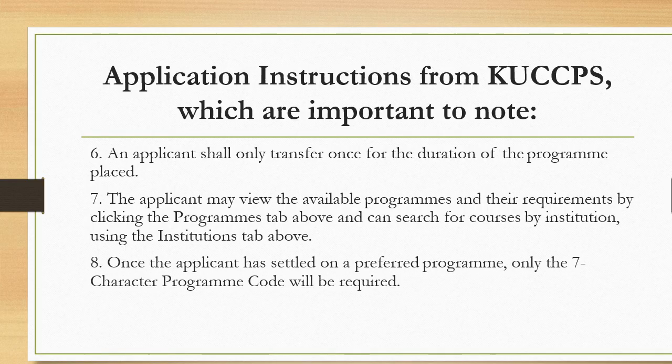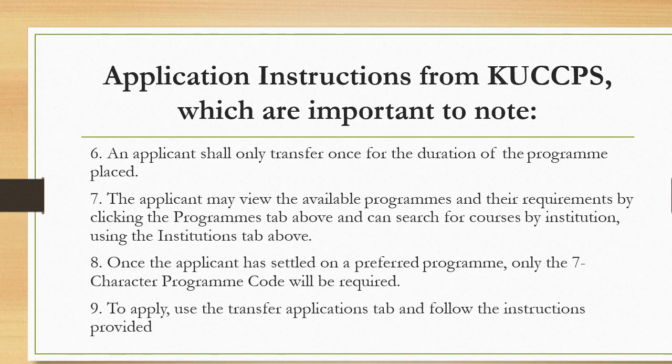Once the applicant has settled for the preferred program, you need to have the 7-character program code. This is very, very important, right? The 7-character code is what you're going to enter to proceed with that particular application. And of course, to apply, you use the transfer applications tab and follow the instructions provided, right?